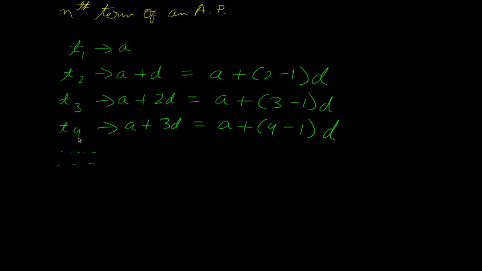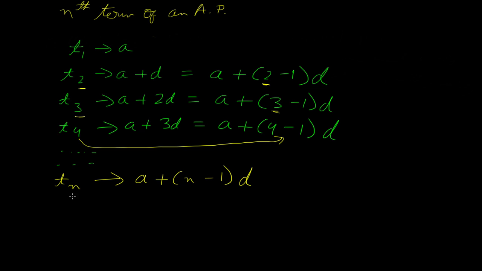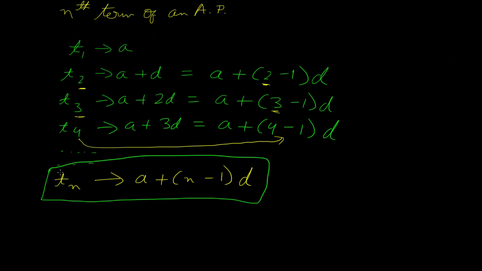So have a look at the connection between this fourth term and 4 minus 1, third term and 3 minus 1, second term and 2 minus 1. Therefore, if we continue doing this, then the nth term will be Tn is equal to a plus (n minus 1) times d. So this expression that we have here is called the nth term of an AP.